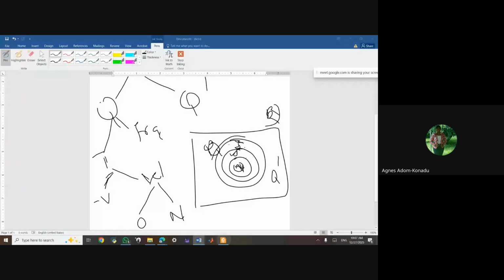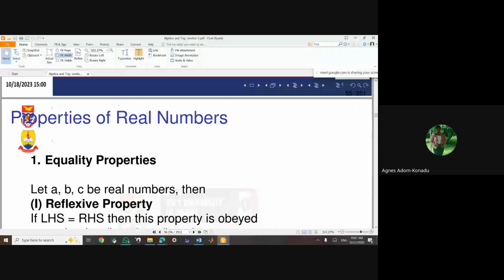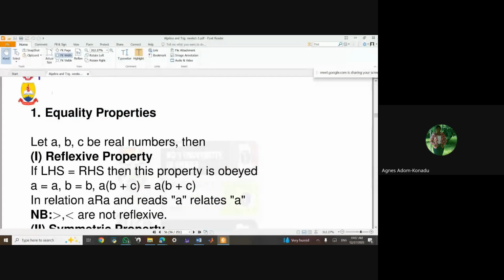Okay, so we go for a break and then come back. We'll start with the properties. The break is for how many minutes? Madam, since you want us to close early, let's make the break 10 minutes. Okay, let's continue.